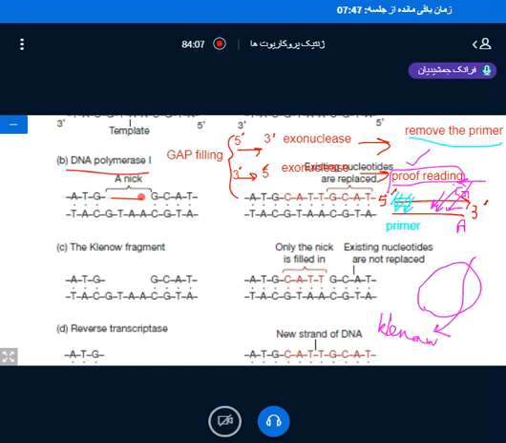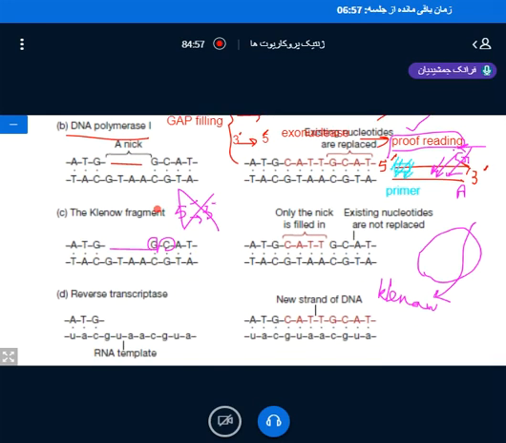Look at here. DNA polymerase 1 fills the gaps, but with the 5' to 3' activity, it can remove nucleotides here and replace them with new nucleotides. But Klenow doesn't have the 5' to 3' exonuclease activity. So it just fills the gap. But can it remove this and this? No.